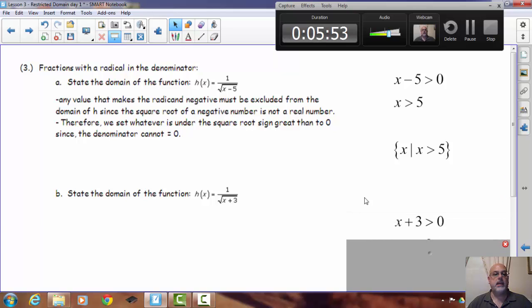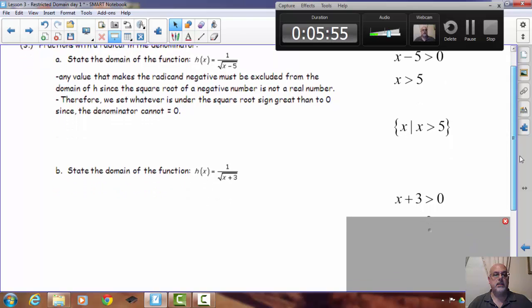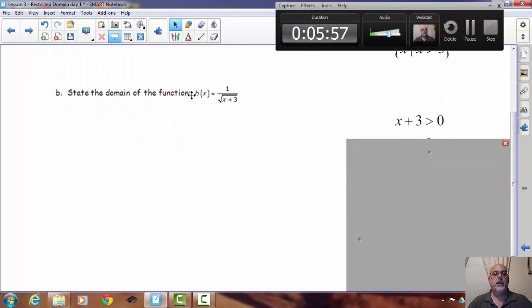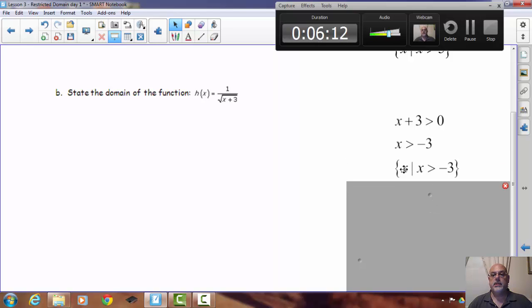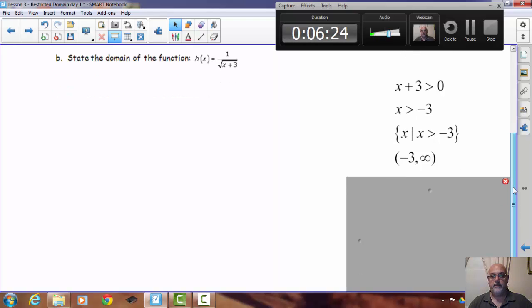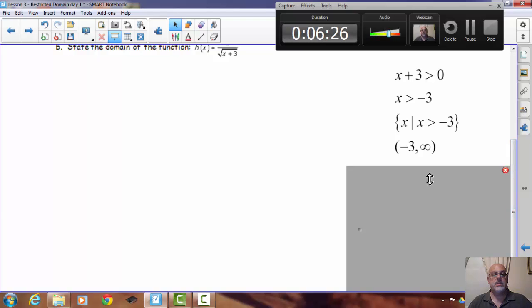So let's take a look at another example. H of x is equal to 1 over the square root of x plus 3. So we take the x plus 3 greater than 0, solve it. X has got to be greater than negative 3. In set builder notation, it's all values of x such that x is greater than negative 3. And here it is in interval notation: parenthesis, negative 3, comma, infinity, parenthesis. So this is the third instance.